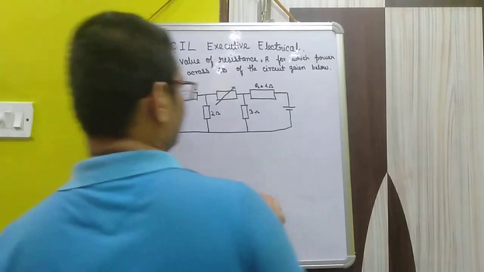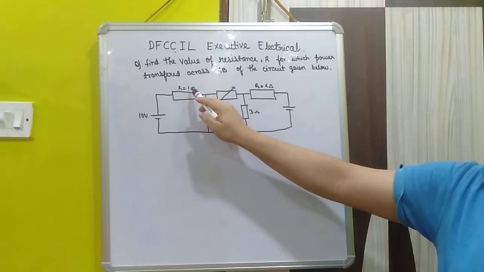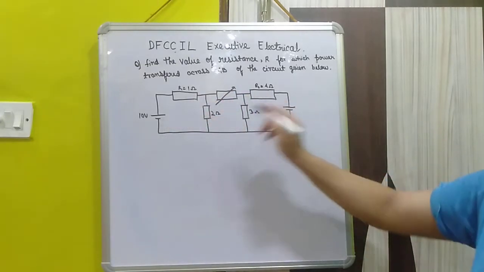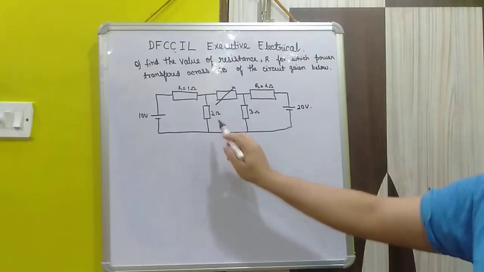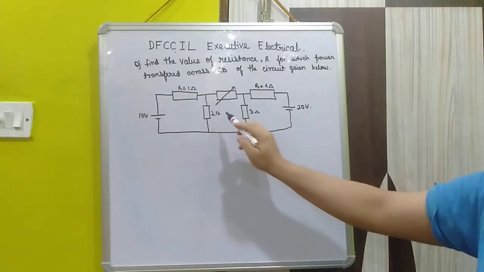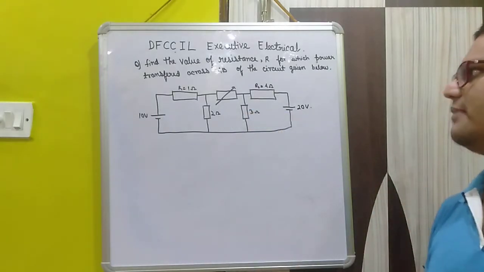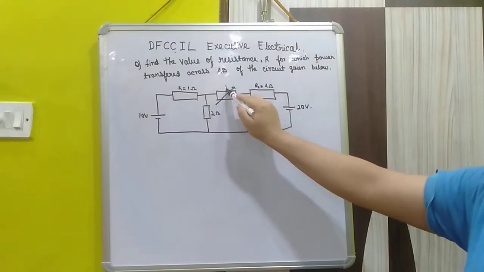Now you can see this circuit. This is the equivalent circuit given. Here is the resistance 1 ohm, here is another resistance 4 ohm, and two voltage sources, 10 volt and 20 volt. This is 2 ohm here, and this is 3 ohm. So how do you calculate this value? We have to find this resistance R.